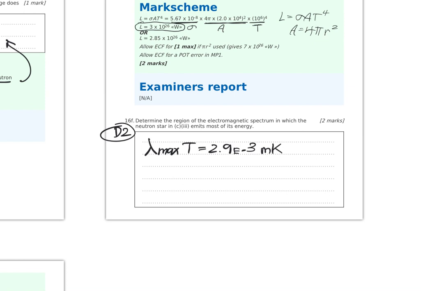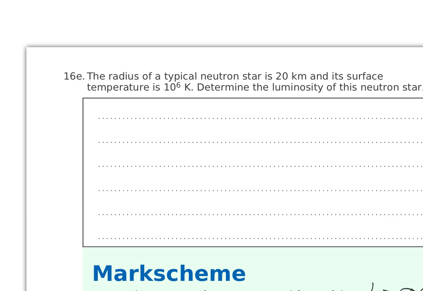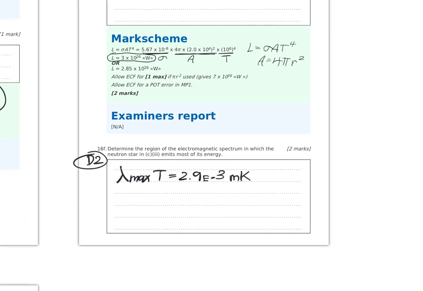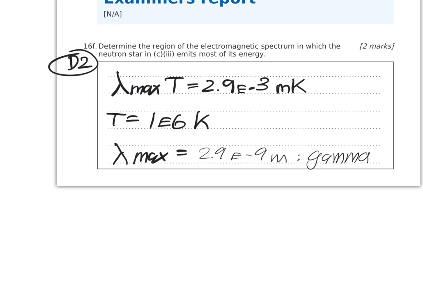All right, so D2 for 16F. The maximum wavelength is proportional to the temperature by that constant. And the temperature is actually right over here. It says radius is 20 kilometers and surface temperature is 1,000,000 Kelvin. So using those numbers, we wind up with a lambda max of 2.9 times 10 to the negative 9 meters, which is a gamma ray.